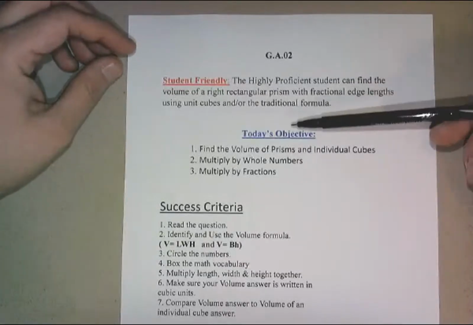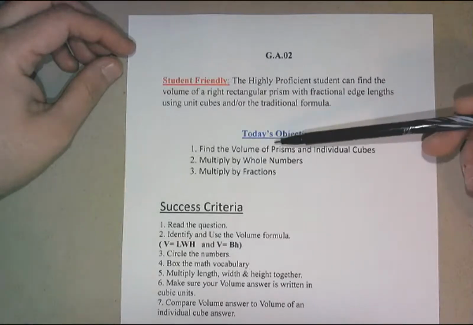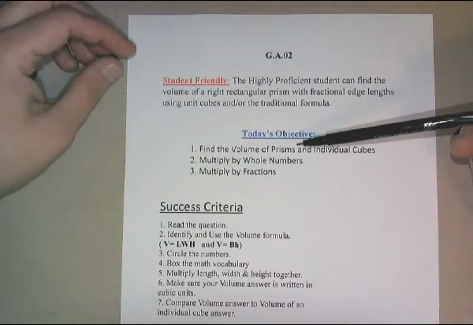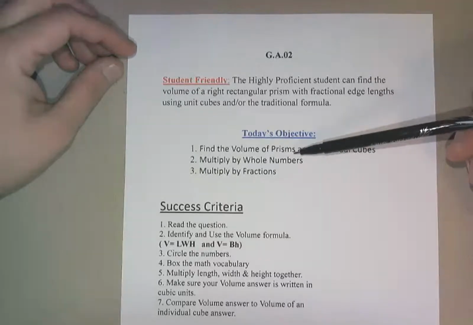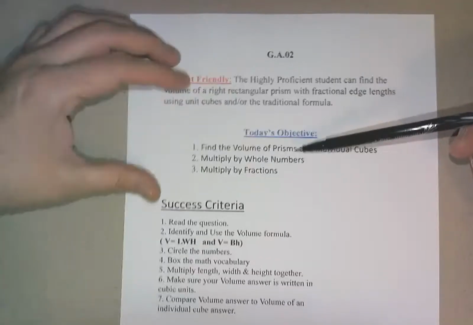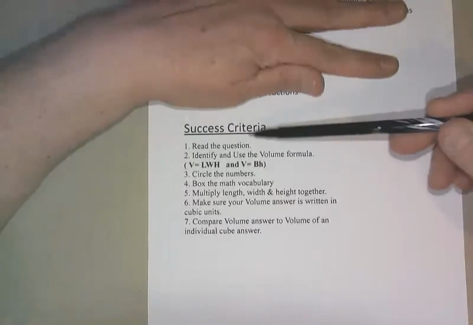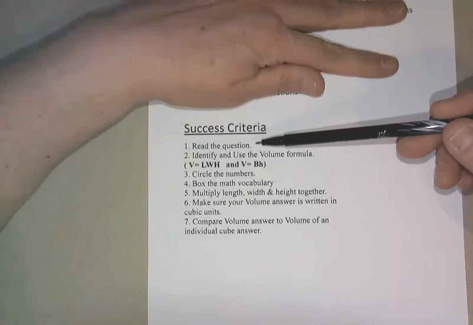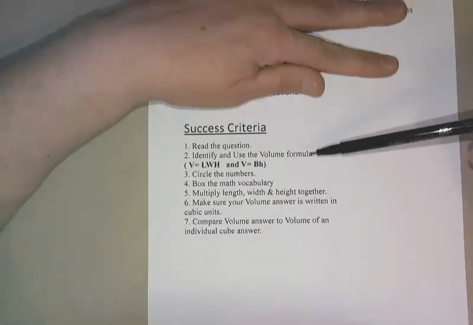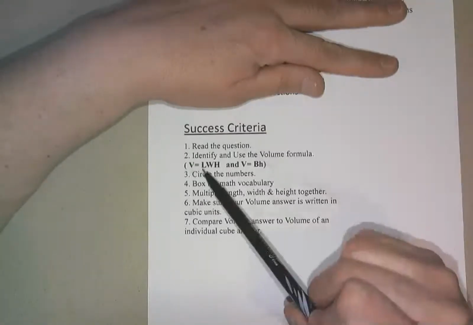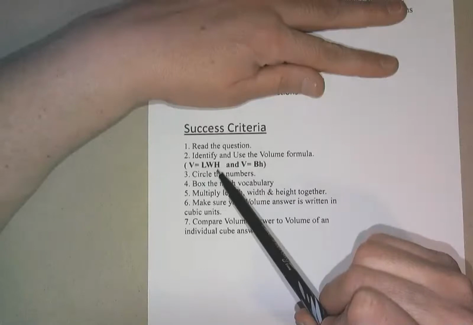So our objective today is we're going to find the volume of prisms. We're going to multiply by whole numbers and fractions. And our success criteria here is we're going to read the question. We're going to identify and use the volume formula, V equals LWH. That's the one we're going to be looking at today.